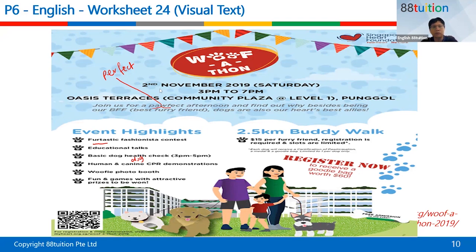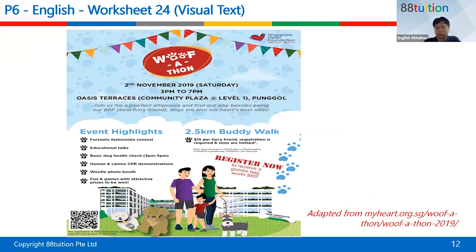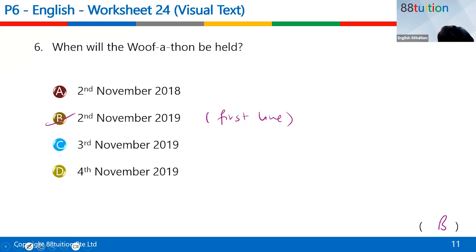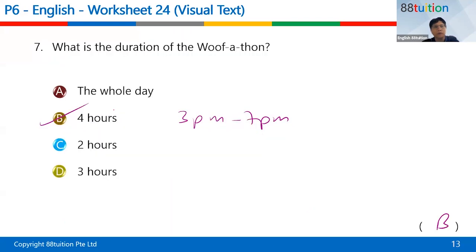All right. So if you can see here, 2nd November 2019, correct? Yep. 2nd November 2019 is your answer. If you look at the passage, if you look at the visual text just now, you can see it's 2nd of November. All right, next one.